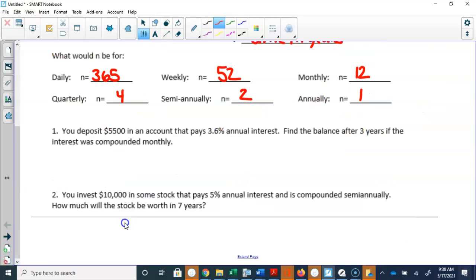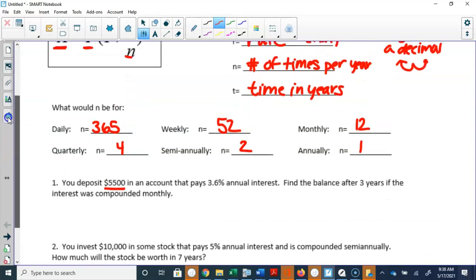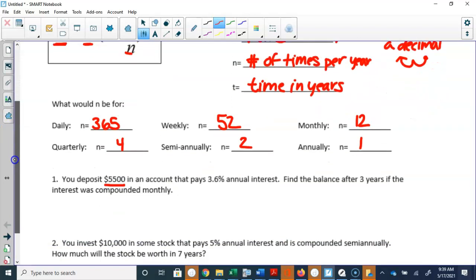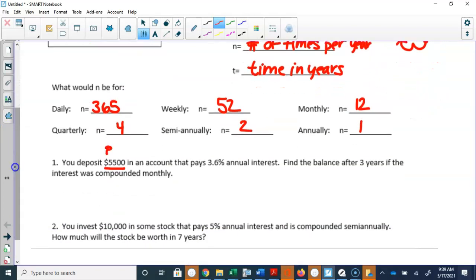Let's practice together. You deposit $5,500 in an account that pays 3.6% annual interest. Find the balance, okay, after 3 years if the interest was compounded monthly. So let's digest the problem. You deposit $5,500. That is our P here, our start. 3.6% annual interest, that's our rate.